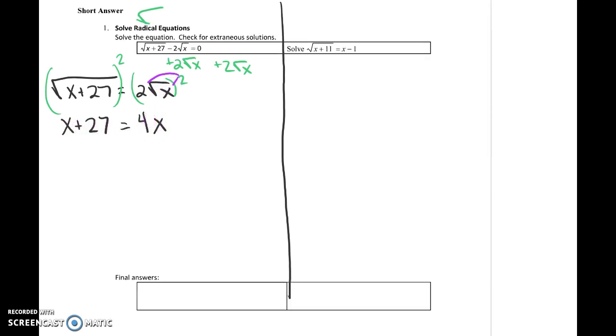Wow, this one turned out super nice for you guys. Subtract x from both sides. This is like a linear equation. You know how to solve it. 27 equals 3x. Divide both sides by 3. And x equals 9. But you can't circle it yet because you have to check.